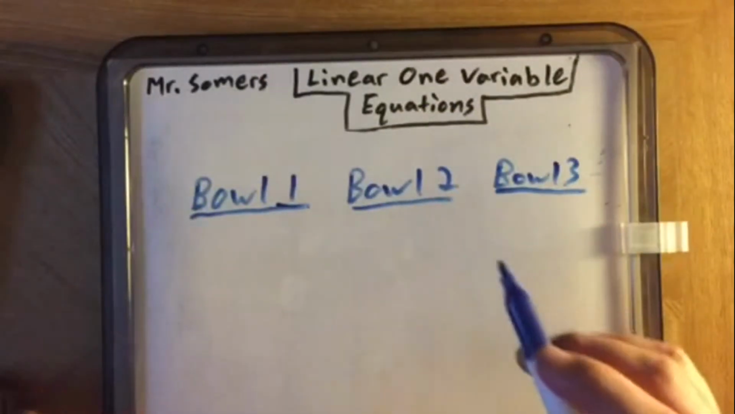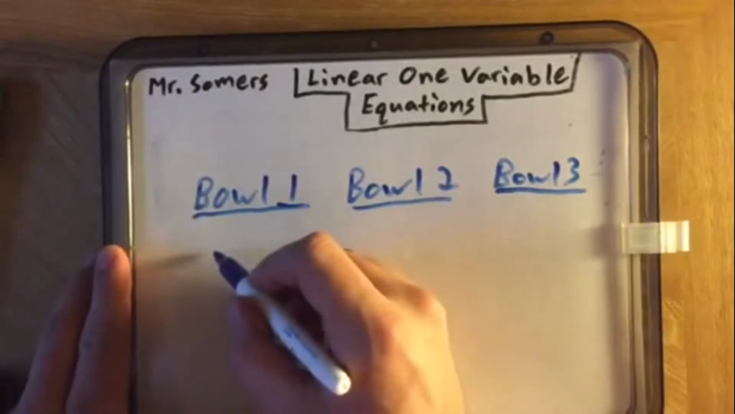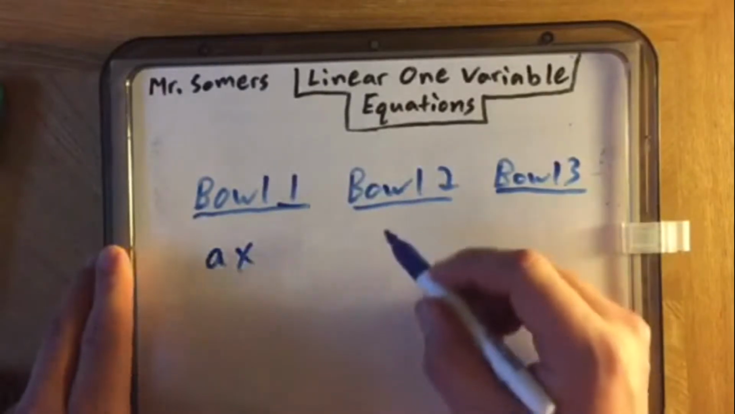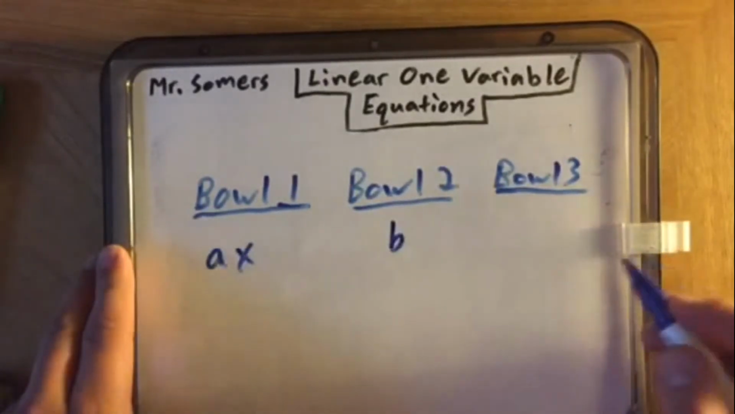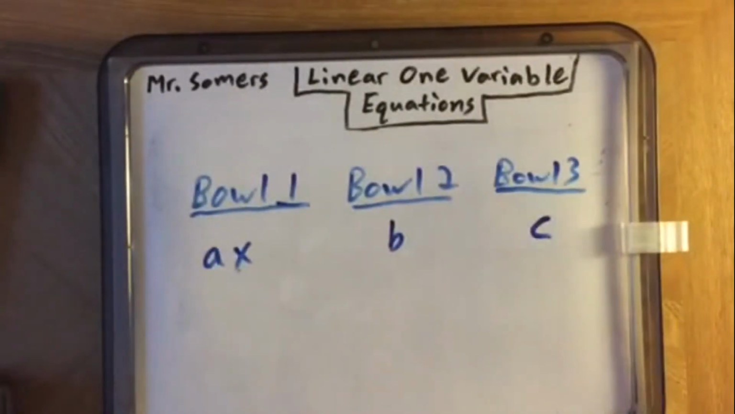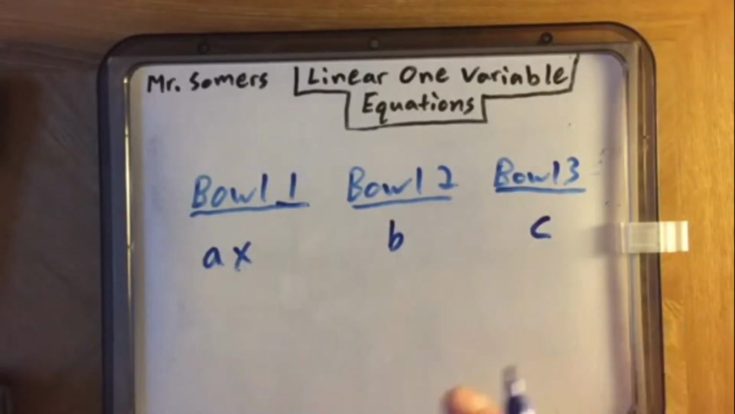Each bowl is going to contain a portion of a linear equation. So bowl number 1 will contain the ax part, bowl number 2 will contain the b part, and bowl number 3 will contain the c part. Now you guys are going to get into groups of 3, and each student is going to select 3 choices from each bowl. So that leaves 9 equations to be solved per group.